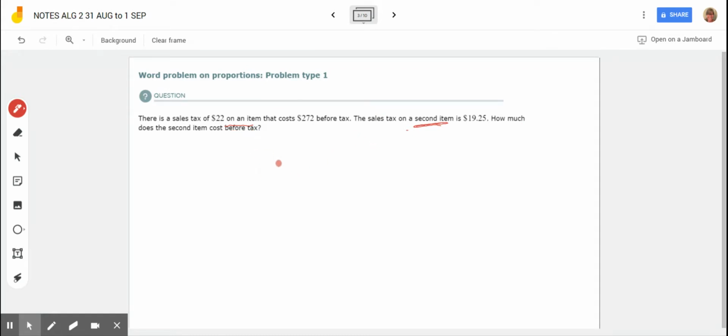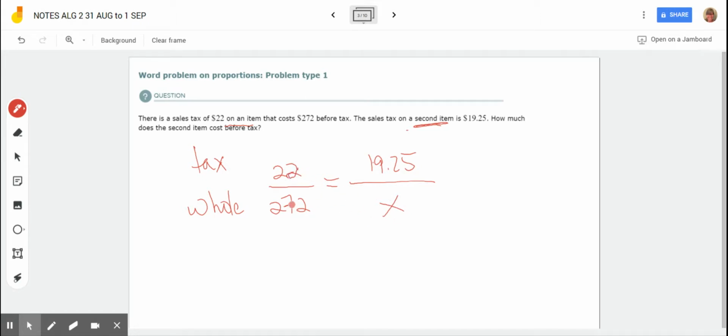So it's real easy to do these problems as long as you keep the same parts. I'm going to put the tax over the whole. Believe it or not, you could put the whole over the tax. It doesn't matter as long as you keep both sides the same. So 22 over 272. And on this side, the sales tax is $19.25. But what we don't know is how much the second item costs.